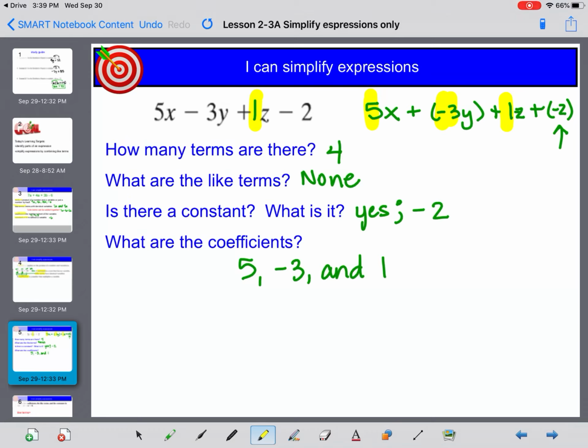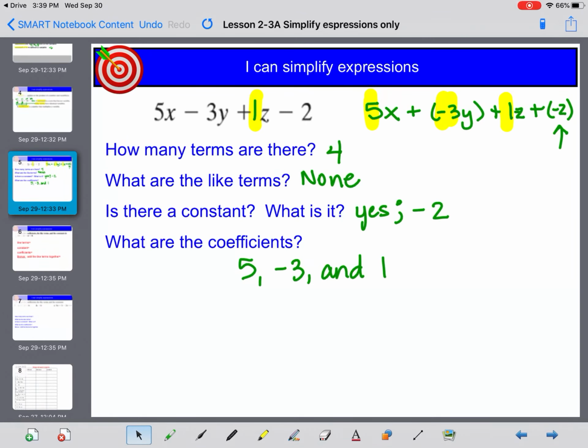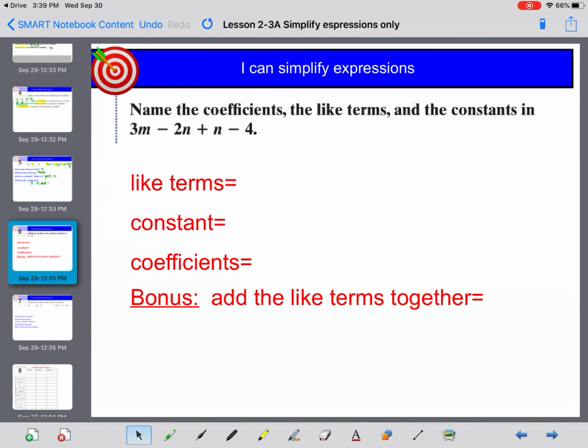That's the identity property. In similar fashion, 1 times z is the same as z. So there isn't really a necessity to write the 1 in. But if they're asking you what that coefficient is, you need to show off that you know that really there is a 1 there. All right, pause the video and try this, naming the coefficients, the like terms, and the constants in the next one.